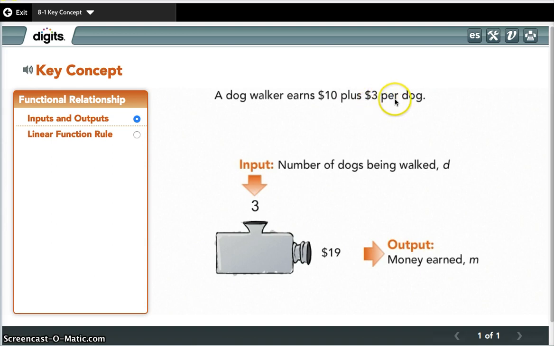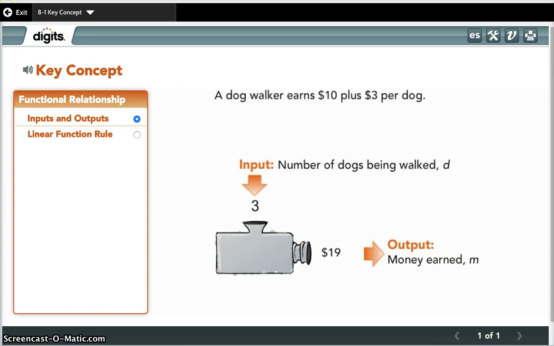So you're doing 3 times 2 is 6, and then 10 plus 6 is 16. So that would have been a 16 here. Okay, and we can use this information to write a rule. And they said that they're using D and M for money.